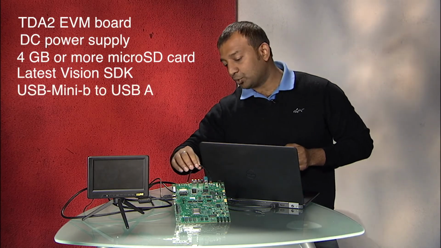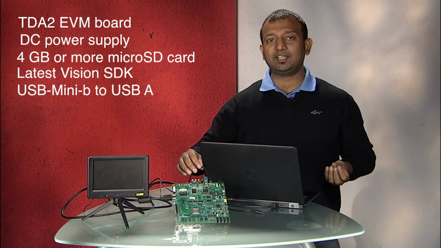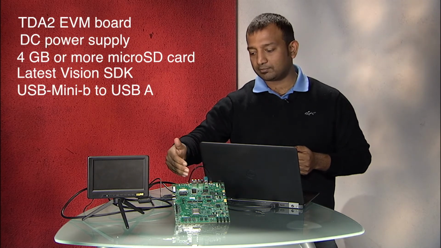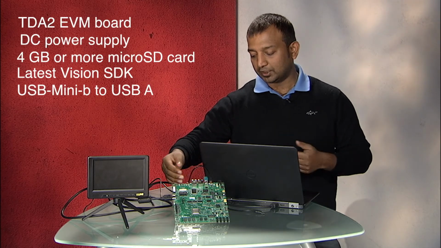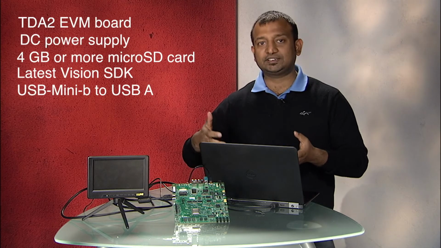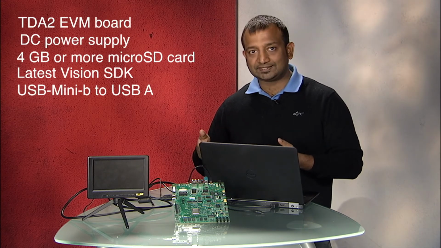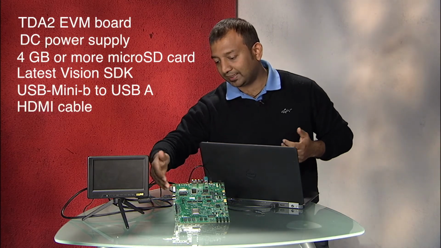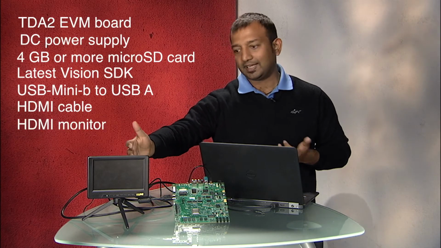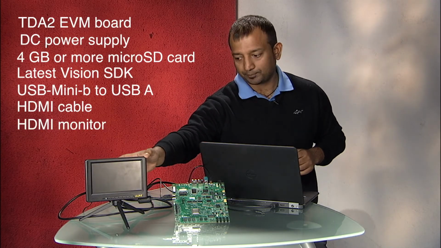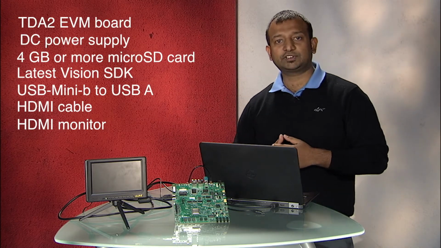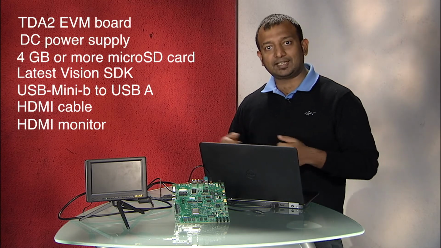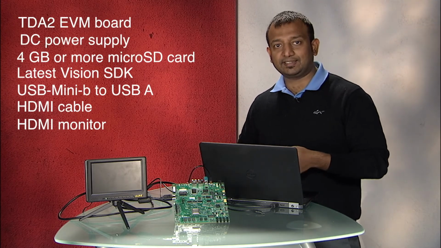We also need a USB cable, which needs to be USB mini B type to USB A type. We use this to connect the serial terminal from the EVM to the laptop or a PC to watch for debug and control messages on a serial terminal. We need an HDMI cable to connect the output from the EVM to the monitor, and a monitor capable of HDMI input. Along with that, most importantly, we need access to a PC or a laptop with a USB slot and an SD card slot to load this demo from the Vision SDK release onto the SD card.